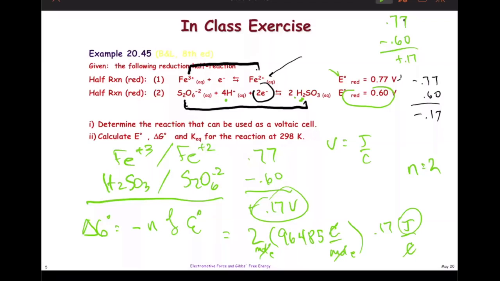So you take 2 multiplied by 96,485, that's Faraday's constant, and multiply that by 0.17. That'll be your free energy. And notice it should be negative. And the reason why it should be negative is because your electrochemical potential is positive. They always got to be opposite sign if they're spontaneous.